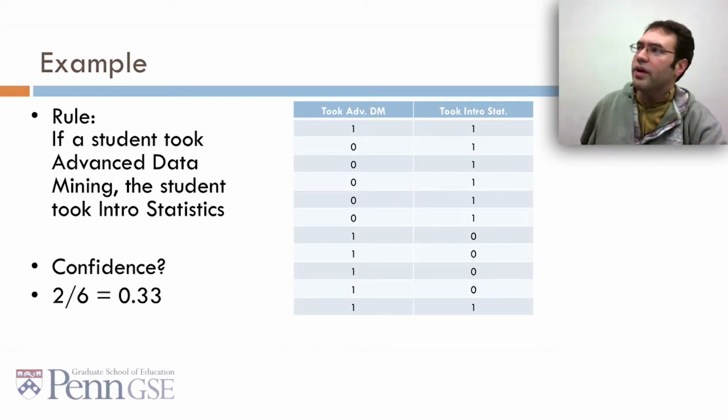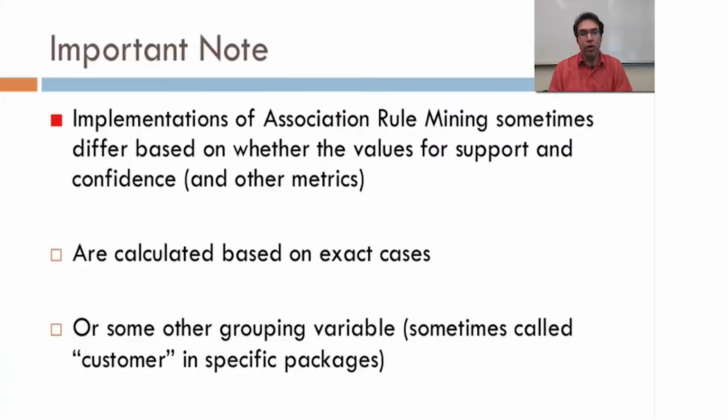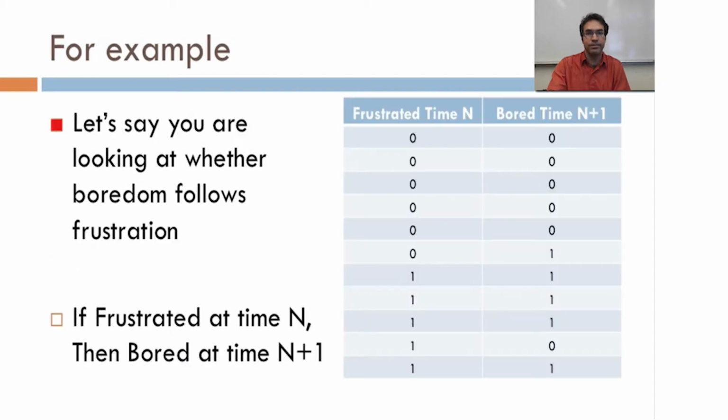That's actually fairly common, especially if you have a lot of things going on in your data set. You might have very low support for anything, but have relatively high confidence for some things. So one thing that's important to note is implementations of association rule mining sometimes differ based on whether the values for support and confidence and other metrics are calculated based on exact cases or some other grouping variable. And this grouping variable is sometimes called the customer in specific packages, like RapidMiner.